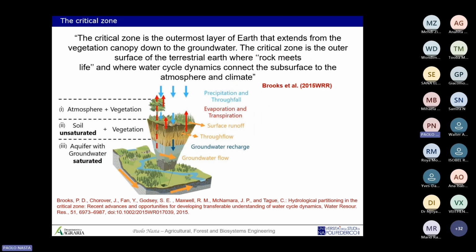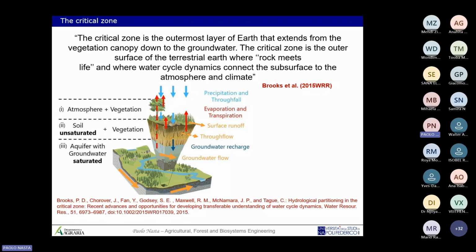So the critical zone is the outermost layer of the earth that connects the groundwater to the vegetation canopy. And it's where all the hydrological processes occur. And so it can be viewed from a hydrological point of view with the functional hydrological layers.